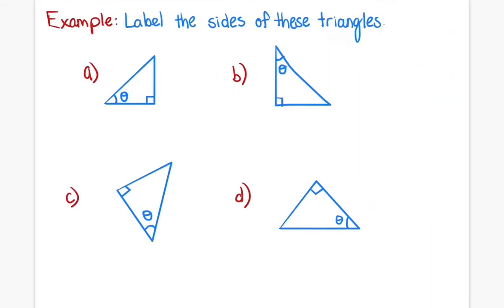Our first example is saying label the sides of these triangles. We're going to label with O, A and H for opposite, adjacent and hypotenuse. If we remember correctly, our hypotenuse is the side that is directly opposite our right angle, which means this side here is going to be our H. Then our O is the side opposite the angle here, and our adjacent is the side left over, or the side that has both the angle and the right angle.